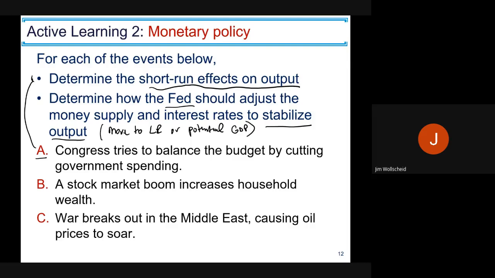So the Fed's goal is to move the economy back to the long run aggregate supply curve, where it's at its potential GDP, its full employment GDP. Remember, we had a bunch of terms for that. So when you're thinking about this, what's going to happen when this shock or event occurs, and what's the Fed going to do in response? Here's question A. Congress tries to balance the budget by cutting government spending. First, what happens to aggregate demand or aggregate supply, and then what's the Fed going to do? Point B, stock market boom increases household wealth. And C, war breaks out in the Middle East, causing oil prices to soar.